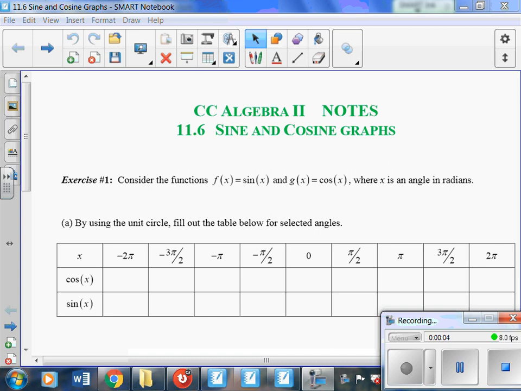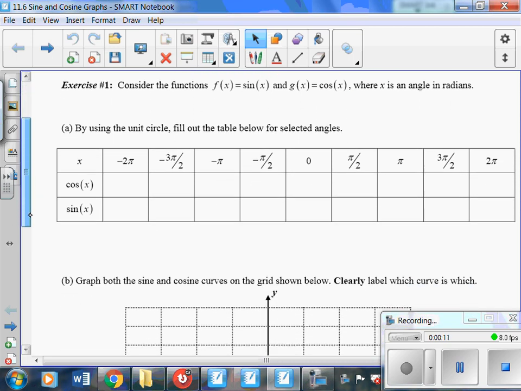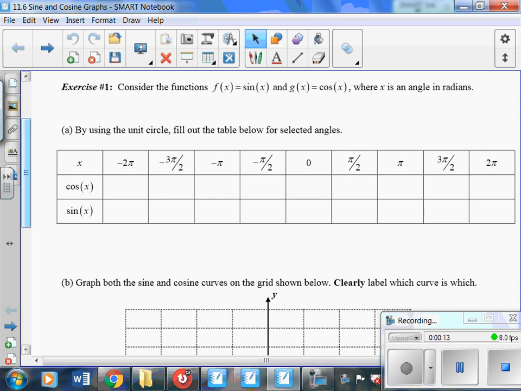Welcome back to Common Core Algebra 2. Today's notes are on 11.6, sine and cosine graphs. So exciting, we get to start graphing our sine and cosine curves.